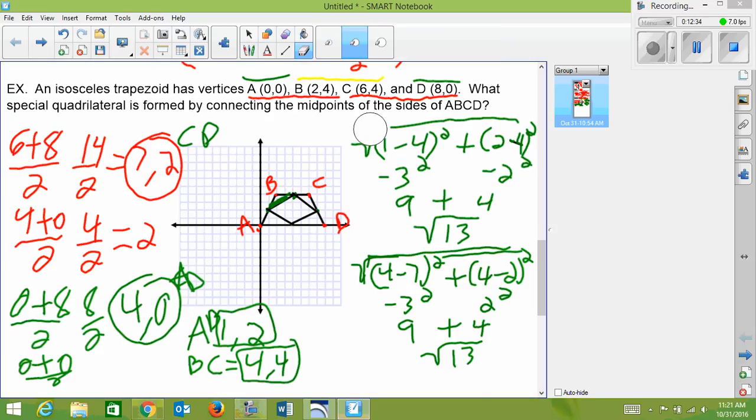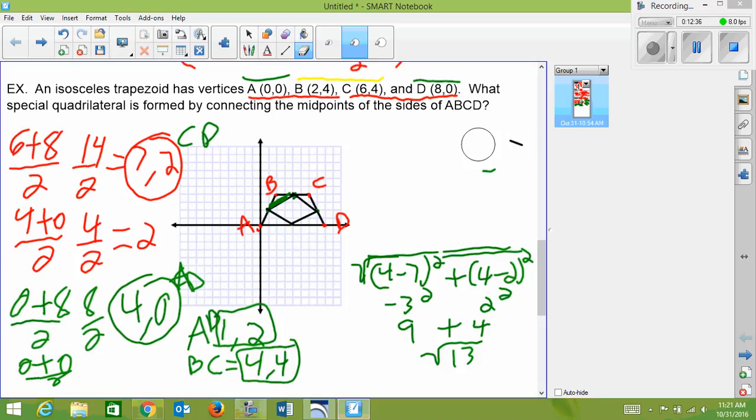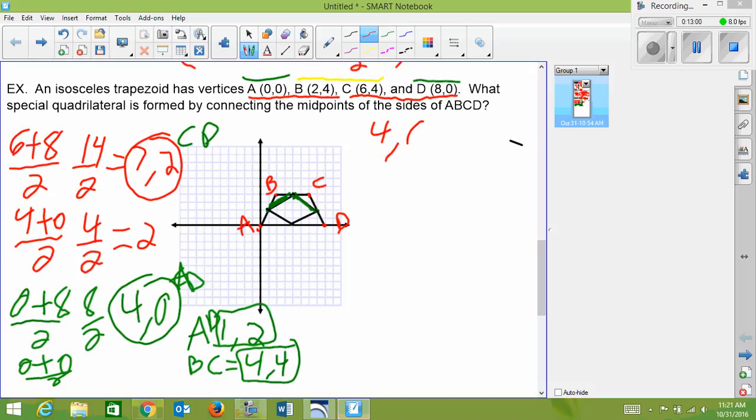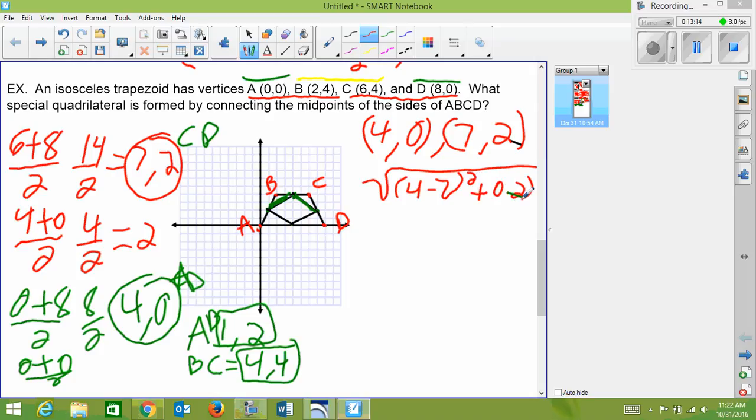Again, I'm going to go ahead and erase this so that I have room to continue writing my other 2 so that we can still see the picture. So we just figured out that both A to that side and that side are both square root 13. So now I'm going to do this side to this side, and I'll write it up here, the 4, 0 point and the 7, 2 point. Okay, so 4 minus 7 squared plus 0 minus 2 squared.